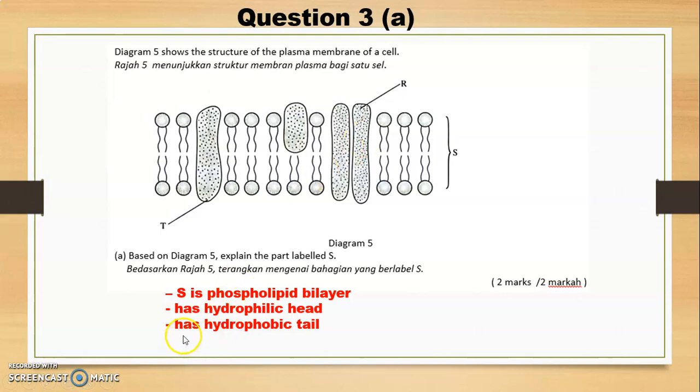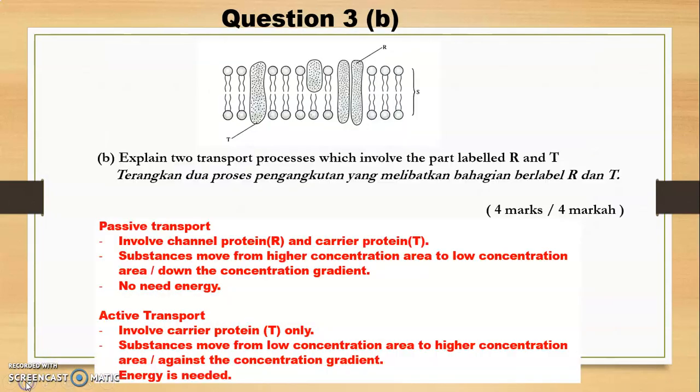Next, it has a hydrophobic tail. I repeat, the next point is the phospholipid bilayer has a hydrophobic tail. This is the tail of the phospholipid, which is hydrophobic. Hydro refers to water, phobic refers to phobia, or don't like water. Okay, so next question, question 3b. Explain two transport processes which involve the parts labeled R and T.